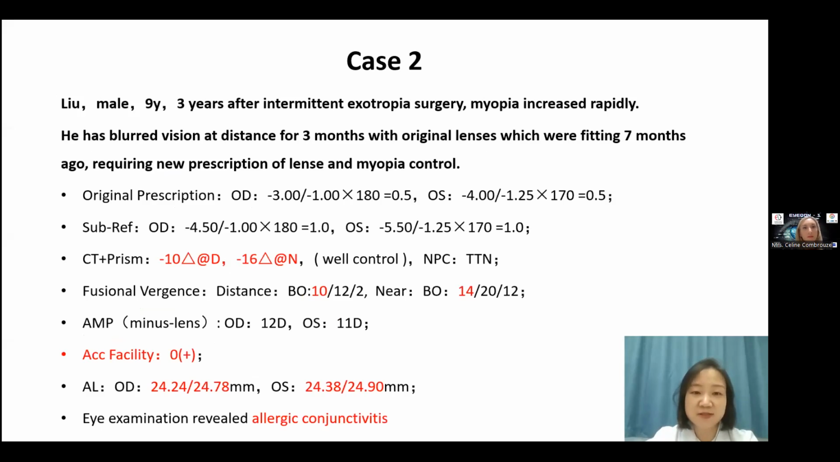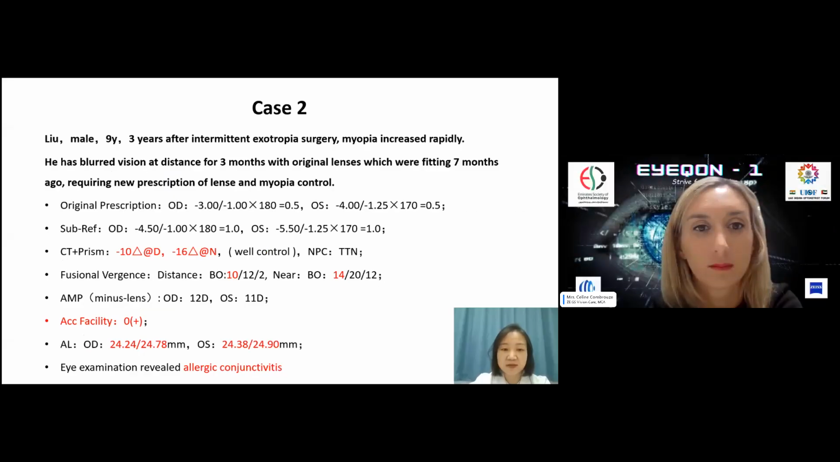Let's now move on to the second case. This was a 9-year-old boy who underwent intermittent exotropia surgery 3 years ago. He had experienced rapid myopia progression, and for the past 3 months, he was unable to see clearly at distance while wearing his current glasses. He was consistently wearing glasses, and the previous prescription was prescribed 7 months ago. The parents requested a re-evaluation of his prescription and asked for myopia control.